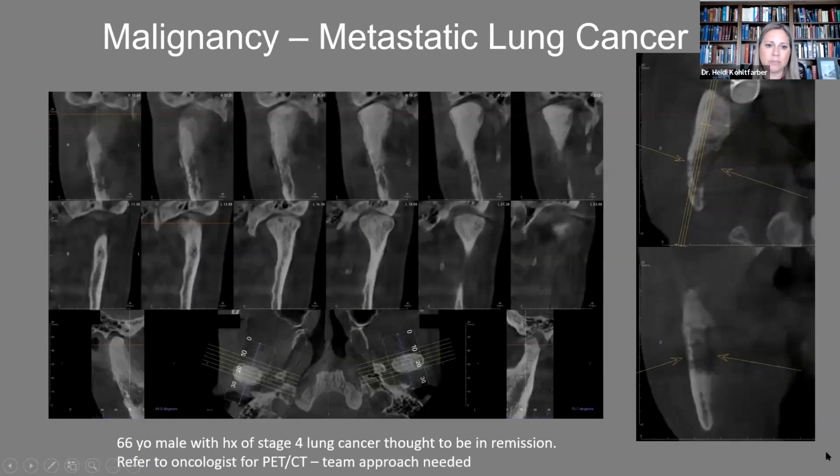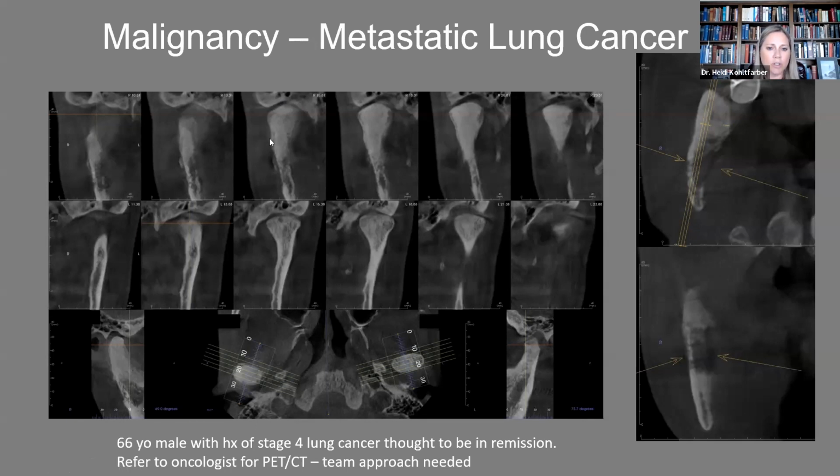Okay. This particular case came in right before Christmas, so it was a pretty rough case. This patient did have osteonecrosis of the jaws. He is a 66-year-old male with a history of stage 4 lung cancer, thought to be in remission. For 2 years, he's really been battling with temporomandibular joint disorders. He can't figure out what is going on, and he thinks that it's just TMJD. He's been to multiple clinicians trying to figure out what is happening.